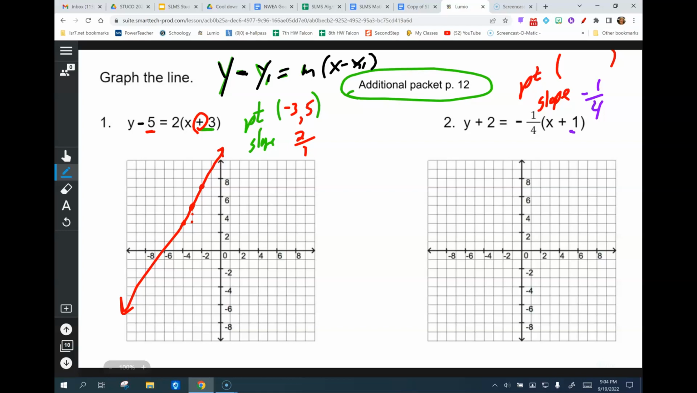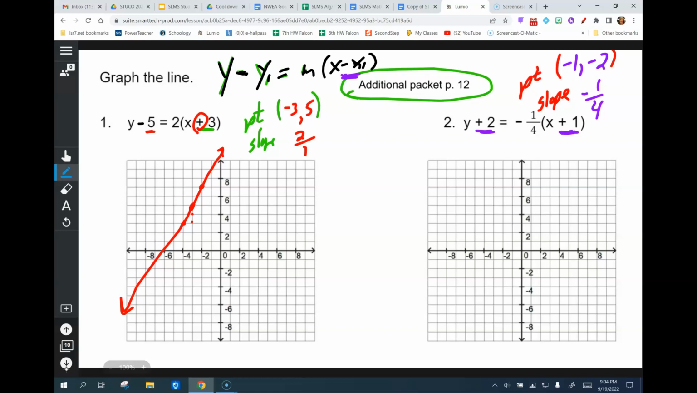Okay, look at my equation. Look at my form. Not formula, form. So my x value is a -1. I need the opposite. Look at my y value. Again, we want subtraction. We don't have it, so we know this needs to be an opposite. So my point is -1, -2, and I have a slope of -1/4.